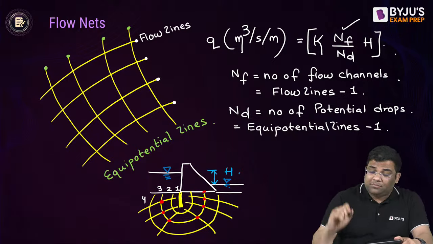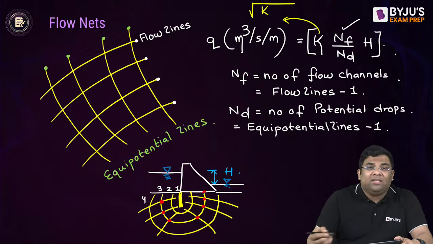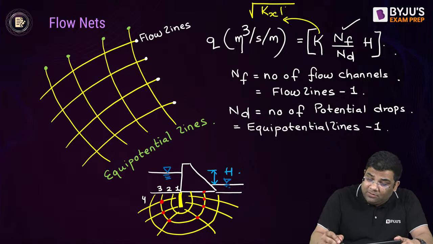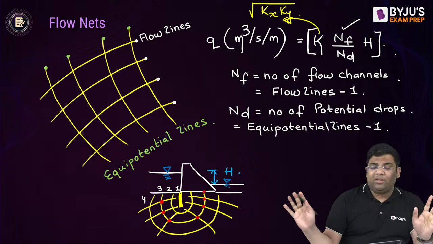Now, this is for an isotropic medium. For an anisotropic medium, this K will be the equivalent K. If there is 2D flow, this will be the square root of Kx into Ky. Very easy. Yes, this is about flow nets.